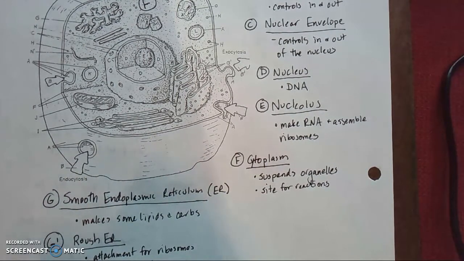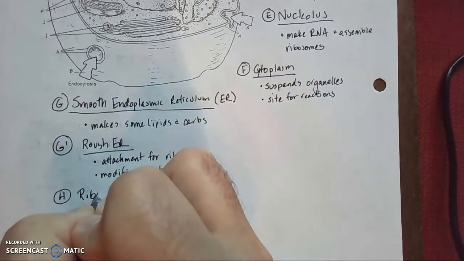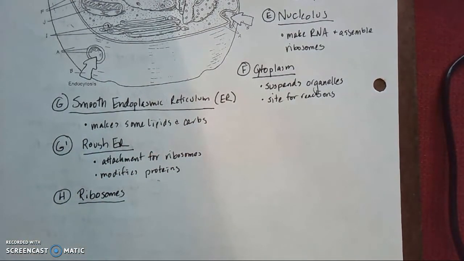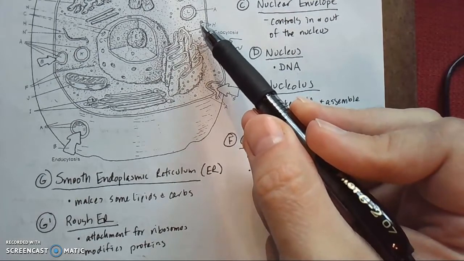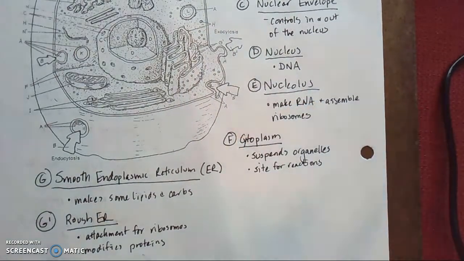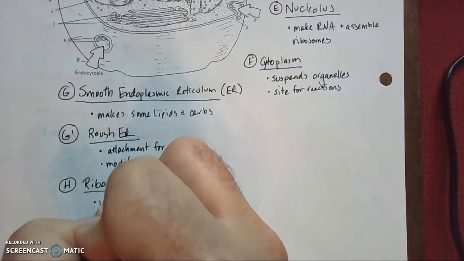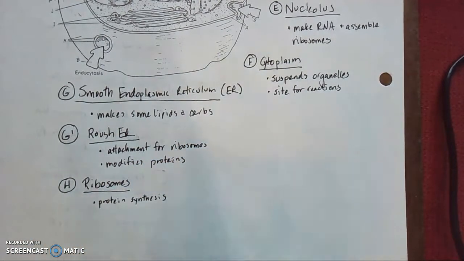H are the ribosomes itself. So some of them are on the ER, and some of them are free floating in the cytoplasm. So you can see both in the diagram right up here. You can see these little spots, and then we have some attached. So they can be in both places. Ribosomes are pretty important in our body. They are responsible for protein synthesis. So these are the sites where proteins are made, and that's their primary function, is making protein.